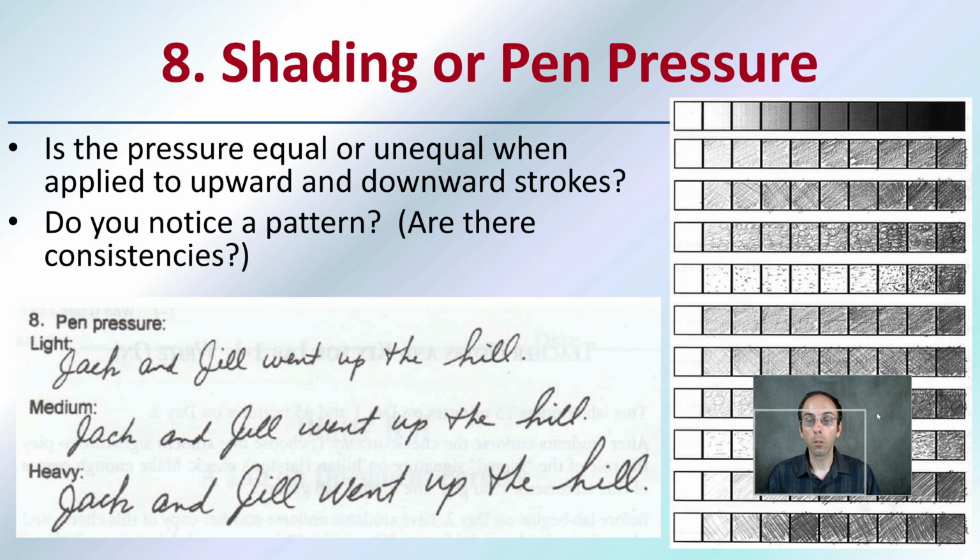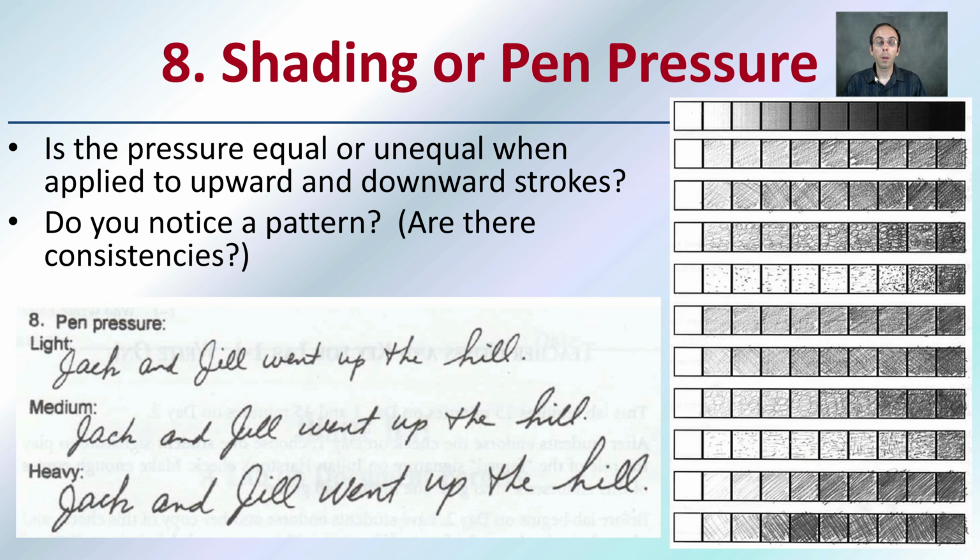As we can see, there is large variability as far as whether the pressure is equal or unequal when applied to the upward and downward strokes. Do you notice a pattern? Are there consistencies? Are they putting more pressure initially and then lightening up as they're going through writing? Is it the other way around? Again, these are attention to details that will allow someone who's analyzing handwriting to be able to pick out some of these and make comparisons or find similarities that other people may not be able to find or see.